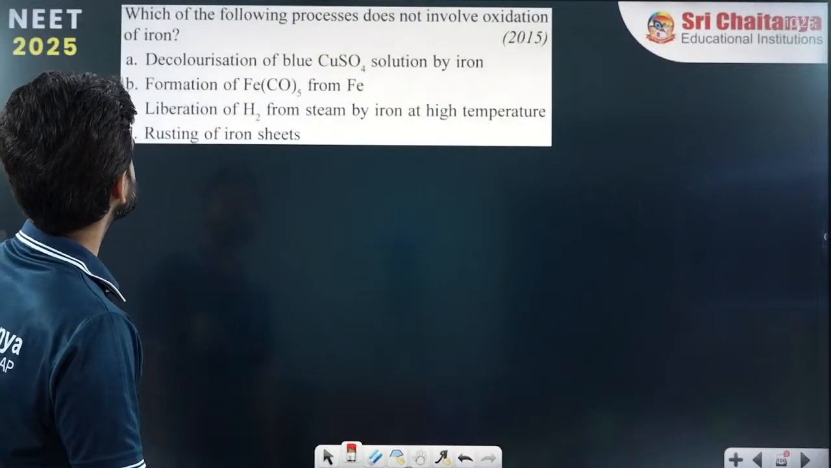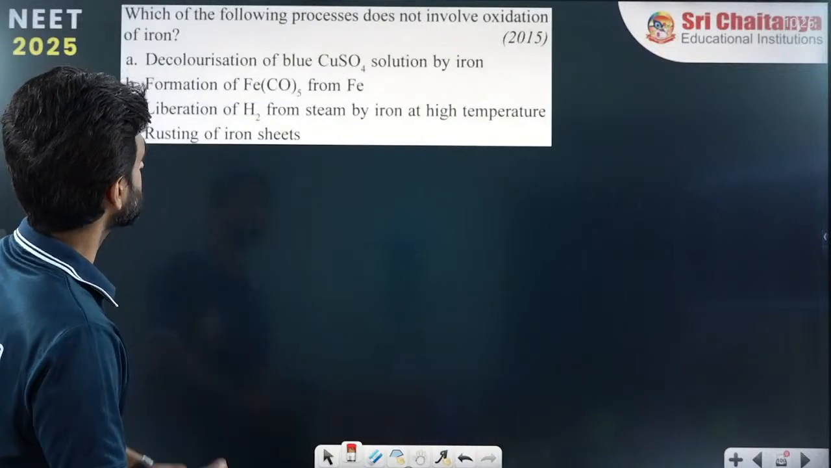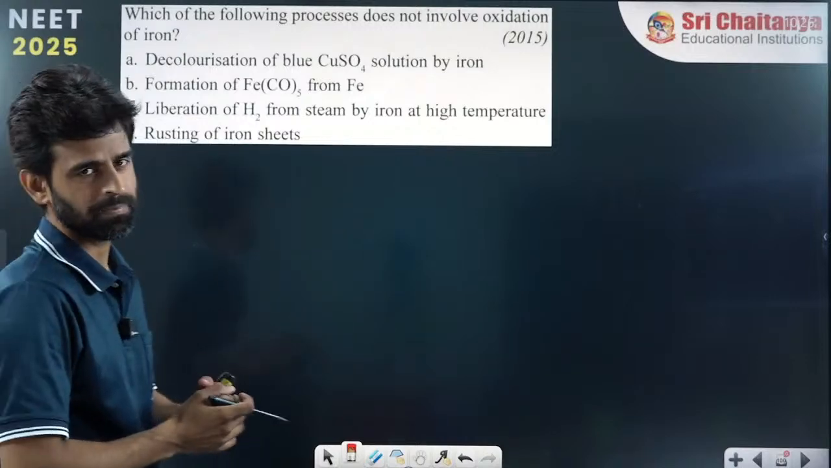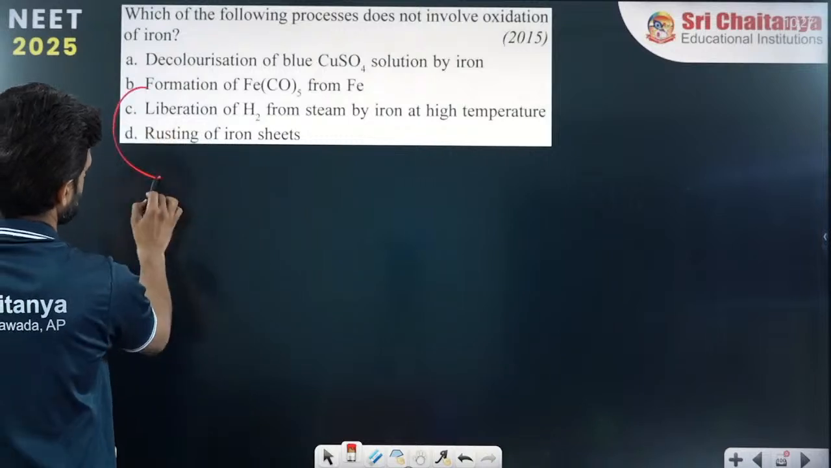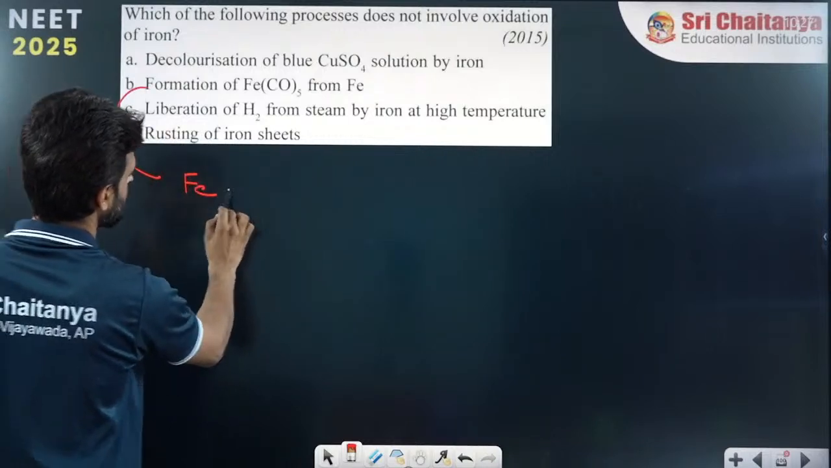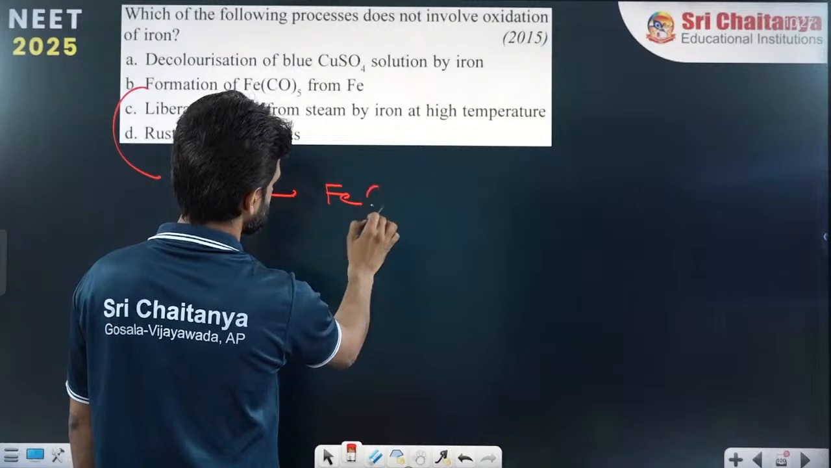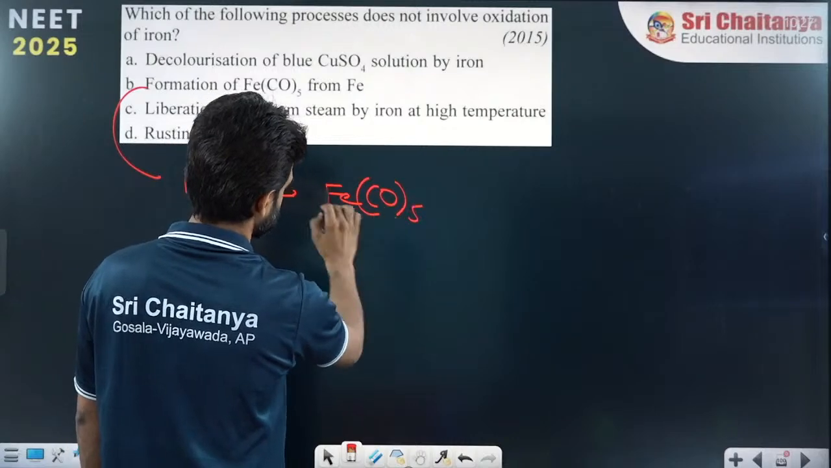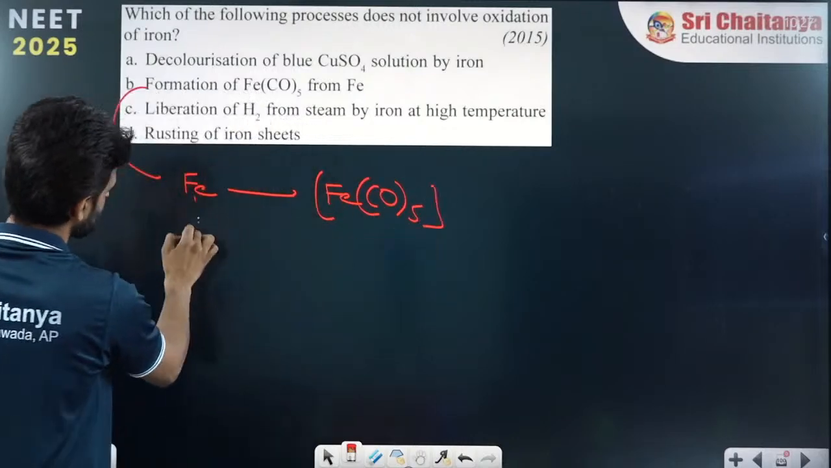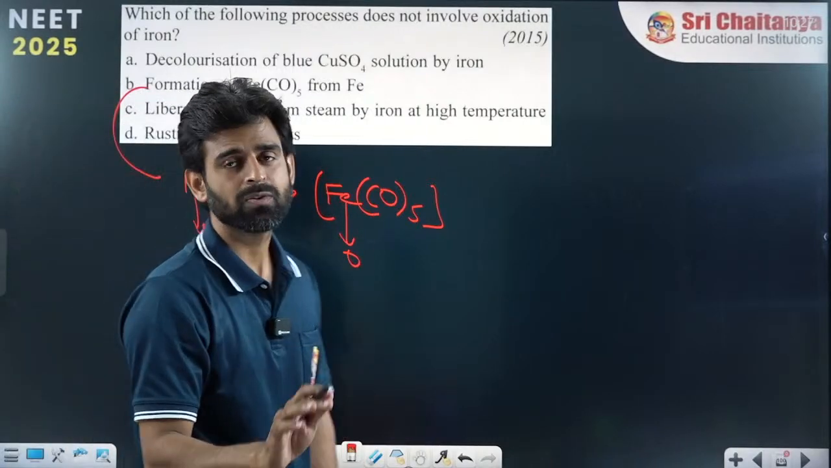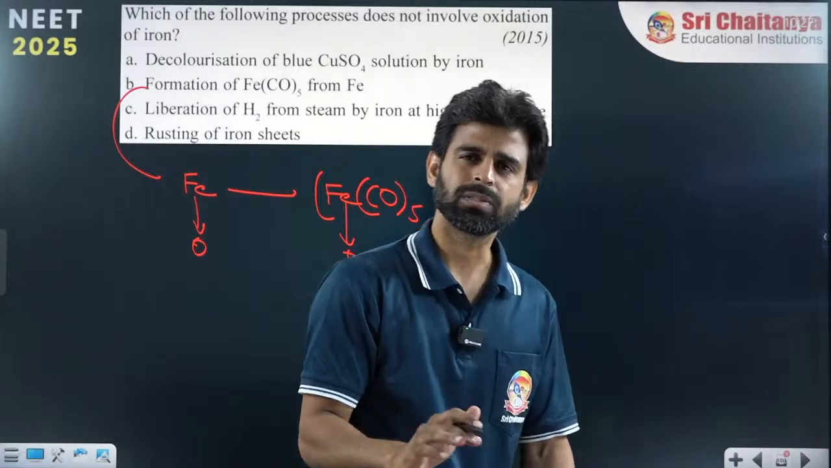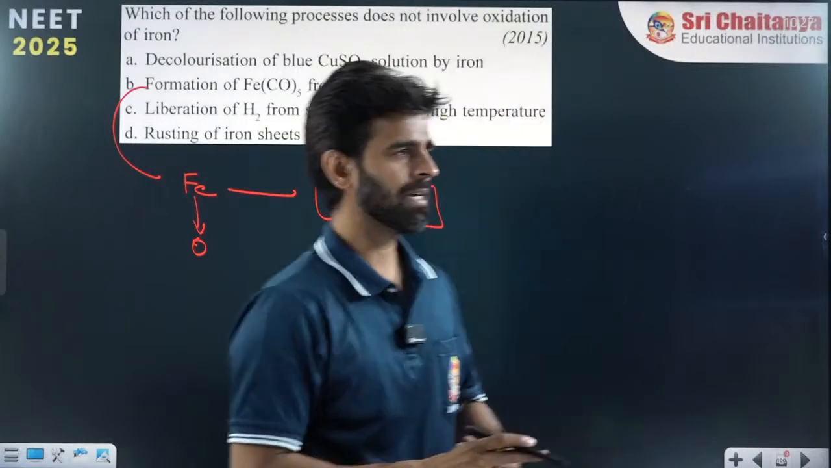The next thing is, which among the following processes does not involve oxidation of iron? Okay, here you see, here Fe0 and it makes a complex Fe(CO)5. Here Fe0, here also Fe0. There is no oxidation of iron. That's why you can say there is no change in its oxidation state. Fine? Okay.